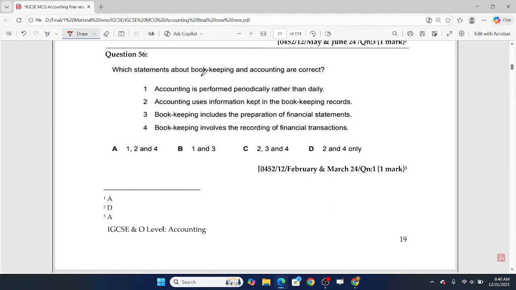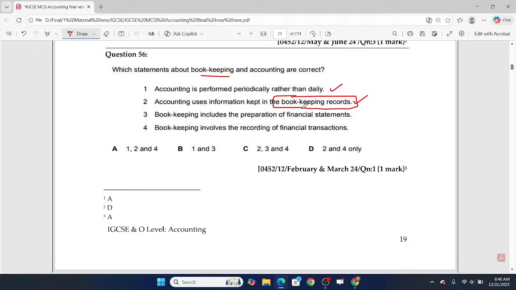Which statements about bookkeeping and accounting are correct? Already we have studied similar illustrations. Accounting is performed periodically rather than daily. Correct. And accounting uses information kept in bookkeeping records. Yeah, this one also correct. Whatever the bookkeeping records are giving, accounts are going to be prepared.